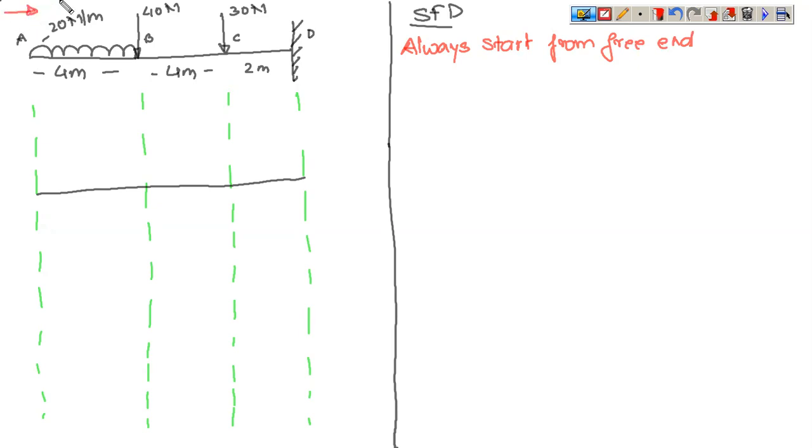Before we start drawing the shear force and bending moment diagram of this beam, let us find out the reactions. If you show the reactions, this is the vertical reaction RD, this is the horizontal reaction RD dash, and let us say that you have an anti-clockwise moment of M acting here. So you can very well say that RD dash is equal to 0. RD is equal to the sum of all upward acting forces, which is equal to the sum of all downward acting forces. So this is 20 into 4 plus 40 plus 30. So this is 80, 120, 150.